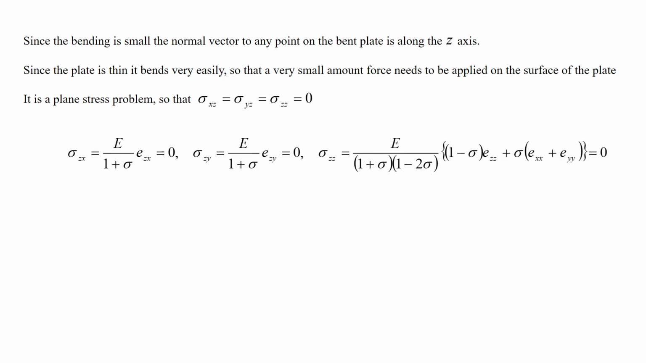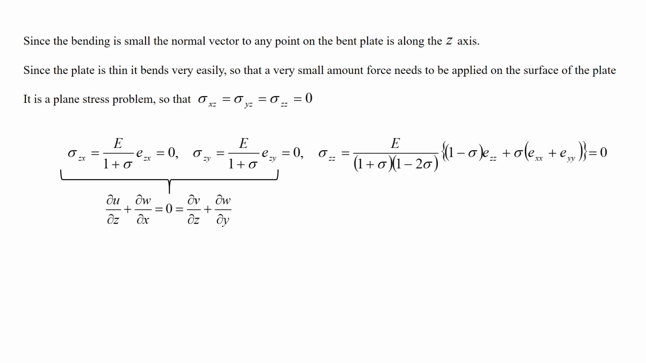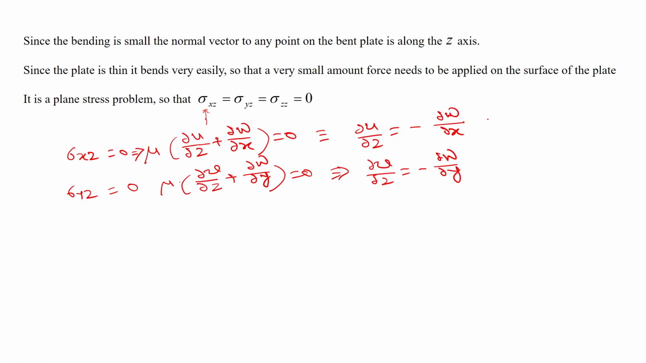So, therefore, what we will soon show is that w is equal to zeta of x and y. Let me write it over here. So, w equal to zeta of x and y, and so therefore, del u by del z is equal to minus del zeta by del x, and del v by del z is equal to minus del zeta by del y. And then we have sigma zz equal to 0.